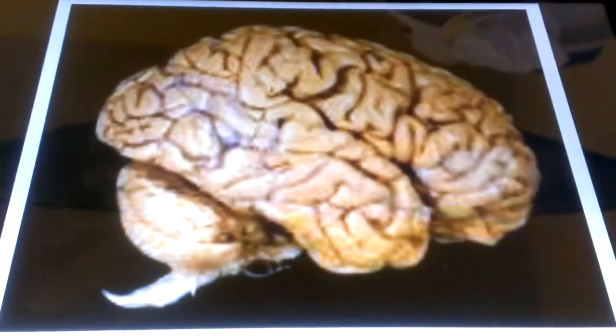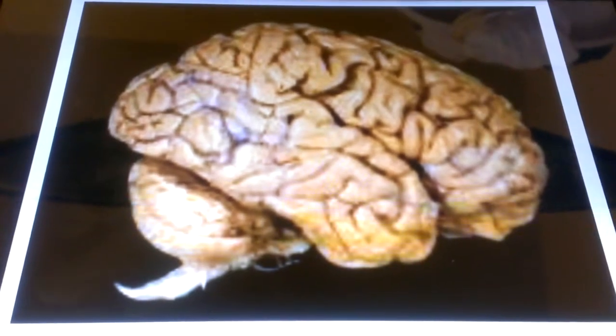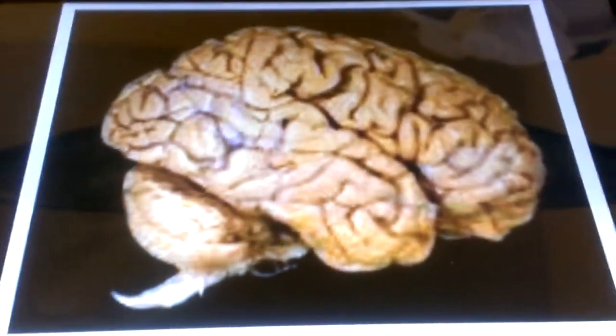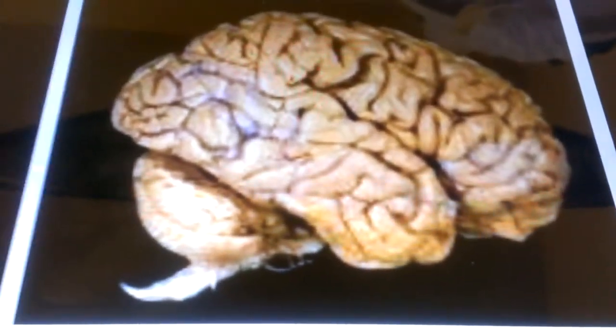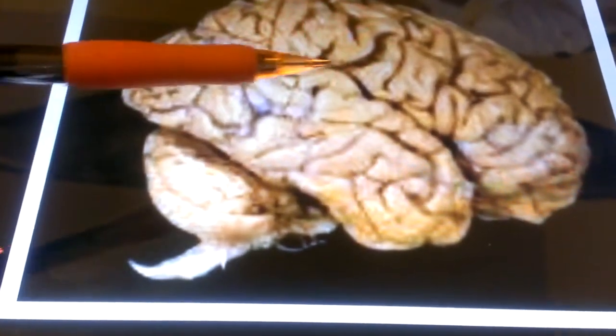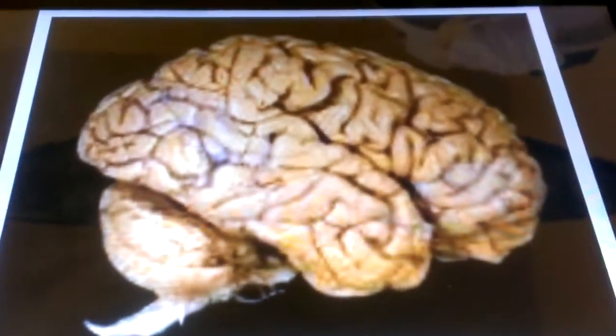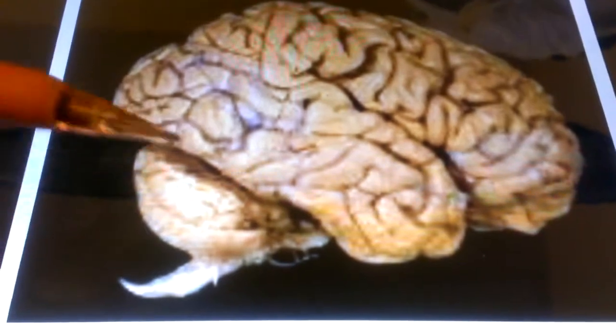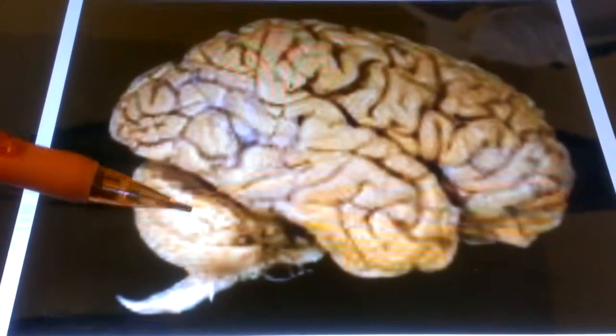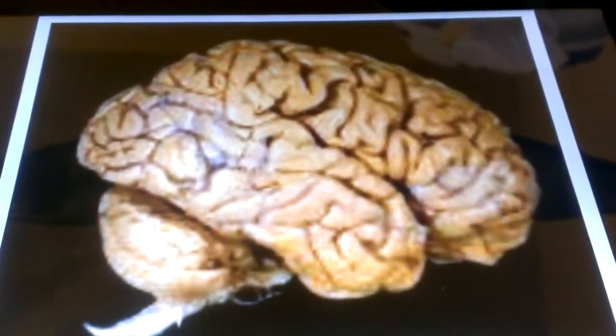Here we have a hollow organ known as the brain. The brain has four major parts. We have the cerebrum, the diencephalon, which you cannot see from this view, the cerebellum, and the brainstem, which connects to the spinal cord.